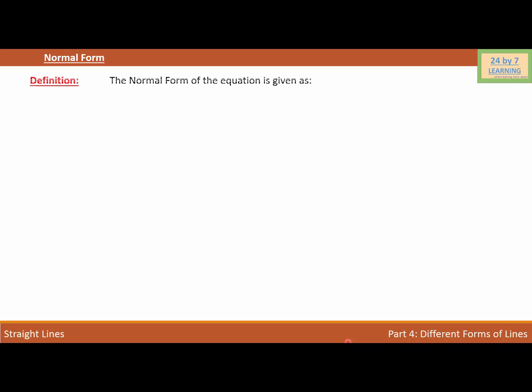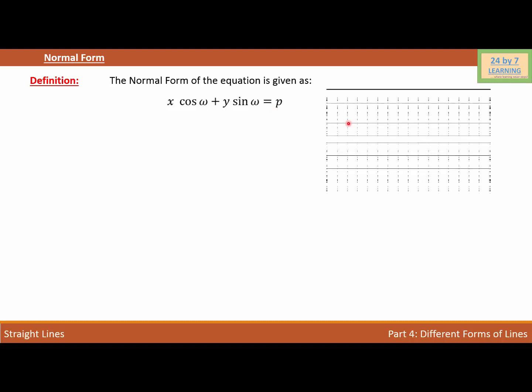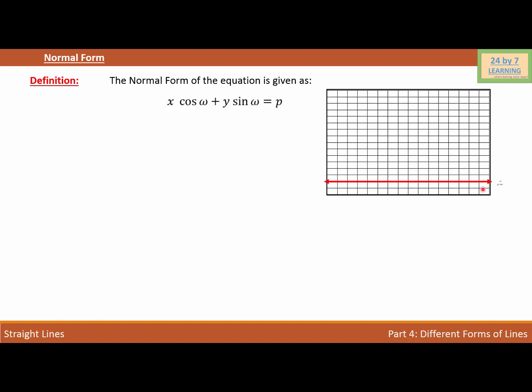Normal form. The normal form of the equation is given as x cosine omega plus y sine omega is equal to p. In order to understand this equation of line, I'm going to graph it and then we will try to understand graphically.